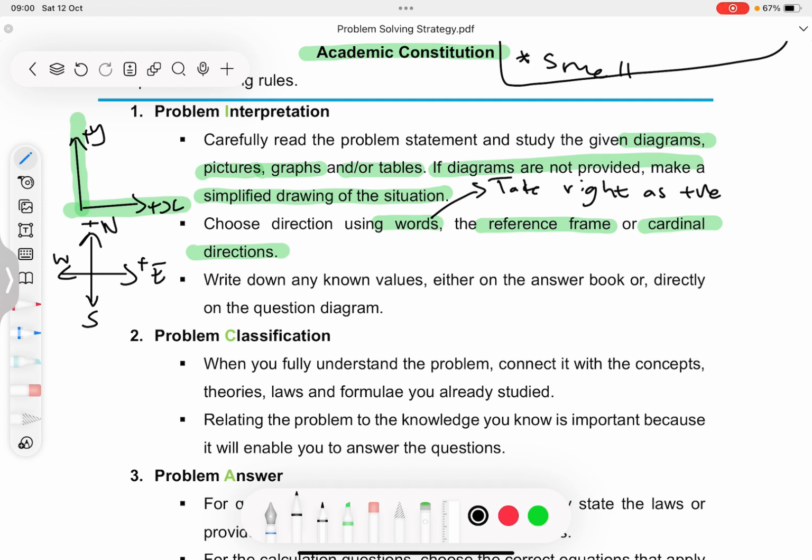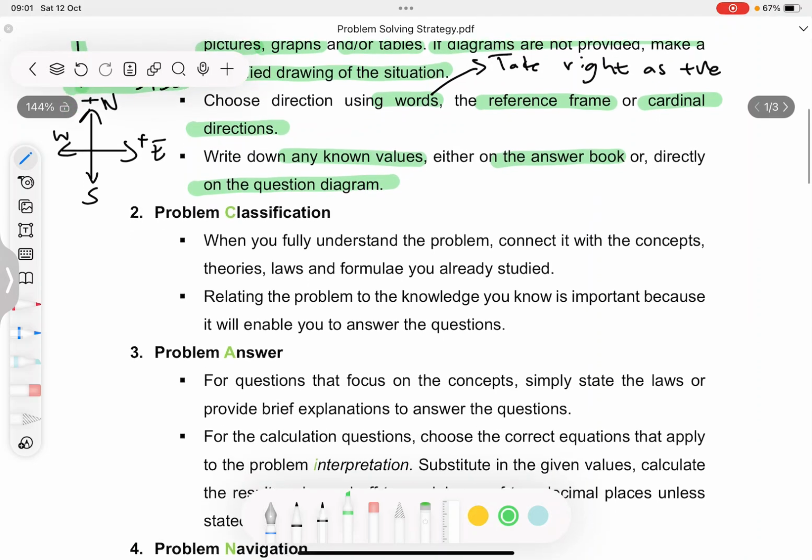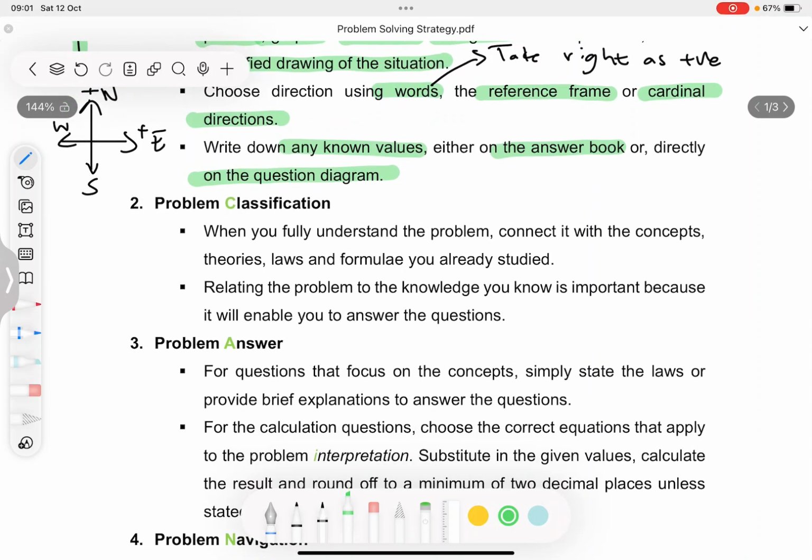After you've chosen direction, you then write down the known values and also the unknown values, the ones that you don't have. You write this in your answer book or directly on the diagram that you are given in the problem. You can put that information in there. This will assist you to move to rule number 2, which talks about problem classification.